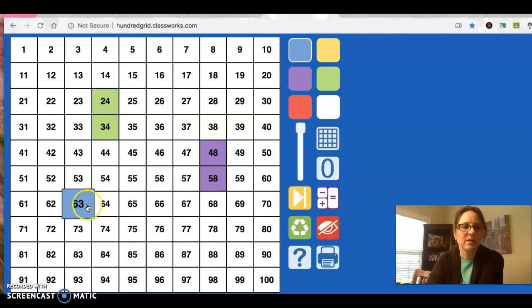You go up 1. Let's count back 10. 1, 2, 3, 4, 5, 6, 7, 8, 9, 10. So 10 less, you move up on the hundreds chart 1, and you get 53. So that is how you find 10 more and 10 less on the hundreds chart.